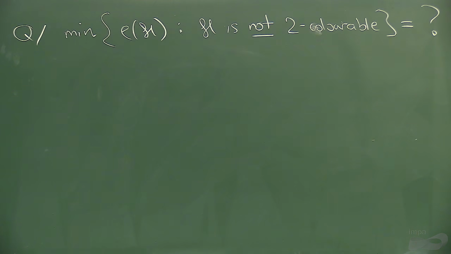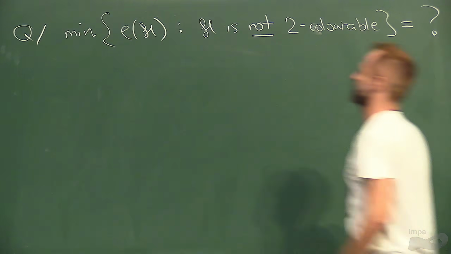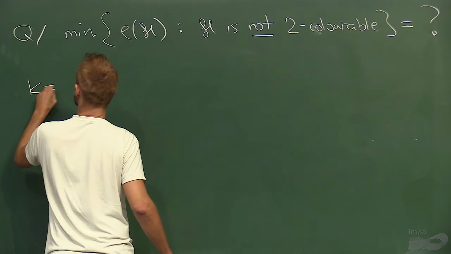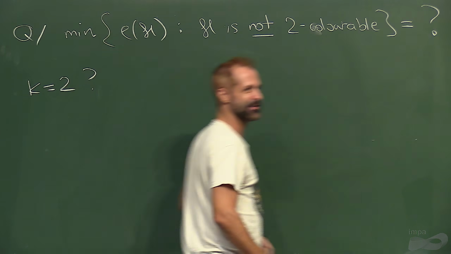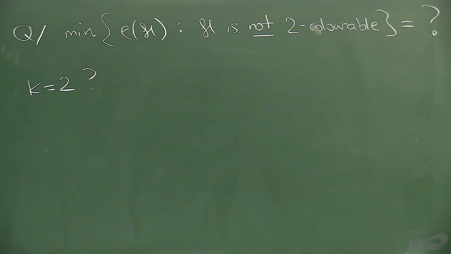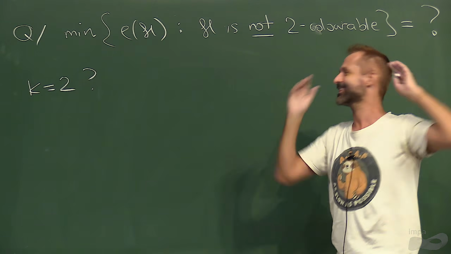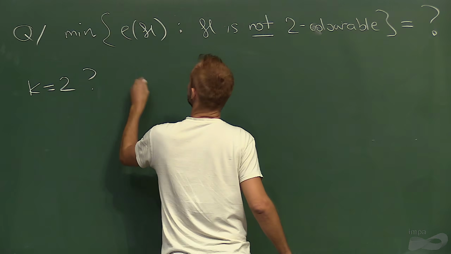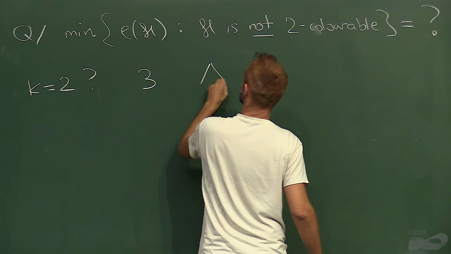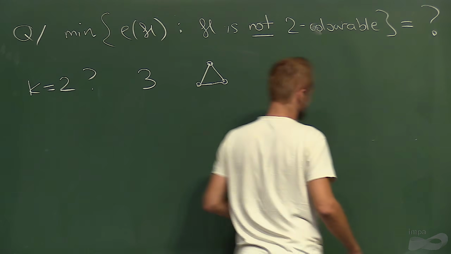Okay, let's just, as a warm-up, let's do it for k equals 2. What's the answer for k equals 2? Yeah. Because? Triangle. Thank you. Right. 3. Take a triangle.